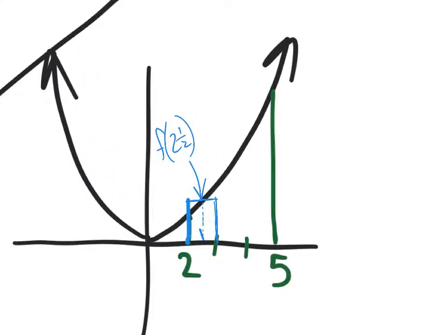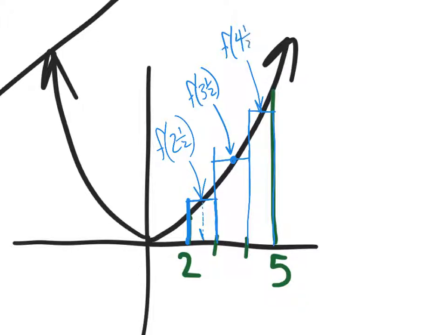Okay? It's complicated. And then same thing here. So it would be about there, f of 3.5. And then with this one, the height of that rectangle would be f of 4.5. Now what we're going to eventually find out is, it doesn't matter which one of these we pick. If we let the number of rectangles go to infinity, they'll all approach the same value.